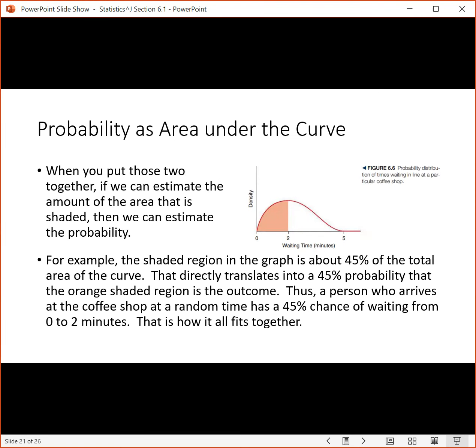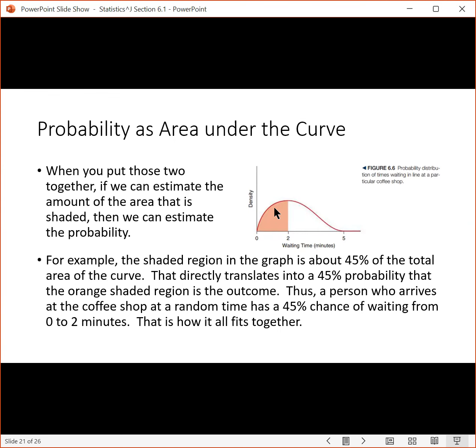When you put those two together, if we can estimate the amount of area that's shaded, then we can estimate the probability, right? So if we know that the total is 1, then all we have to do is try and eyeball what proportion of the total is shaded, and that's going to be the probability of getting that outcome. For example, if you look at this orange region here, it's about 45% of the total.